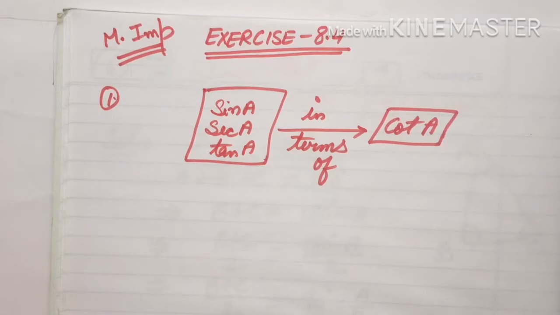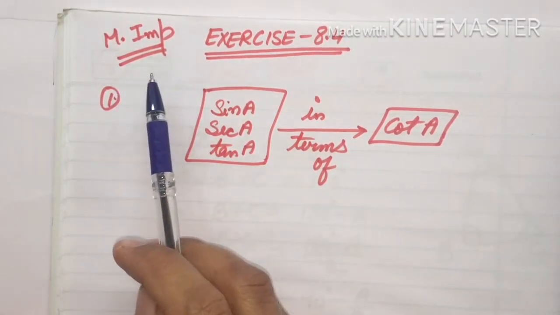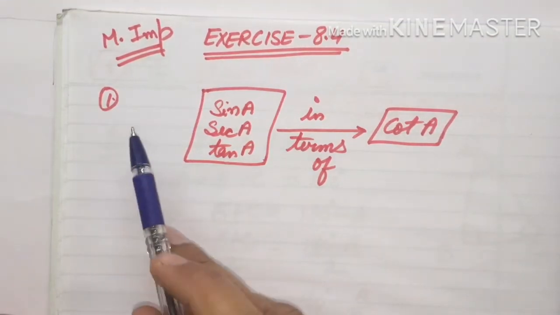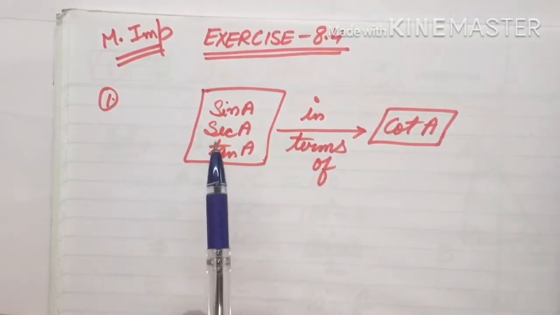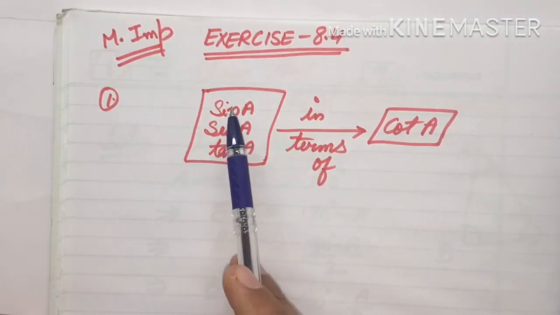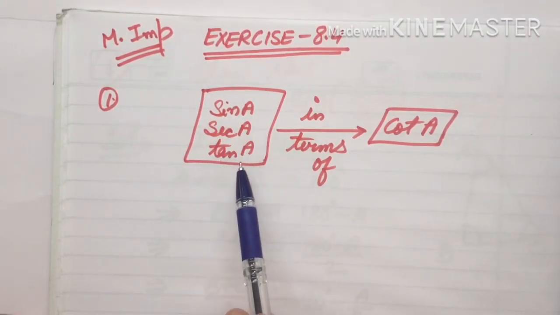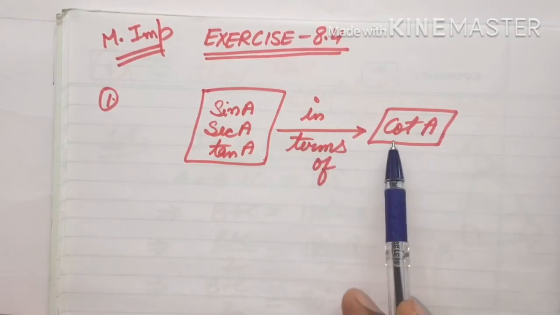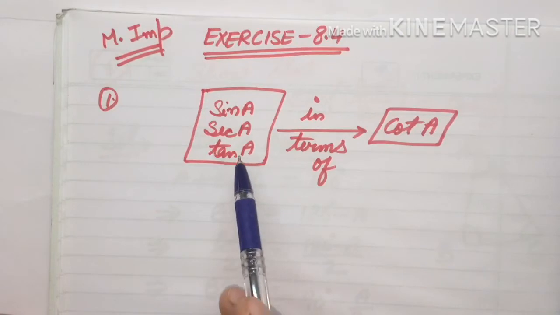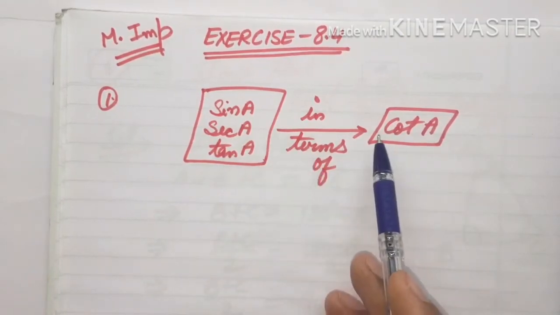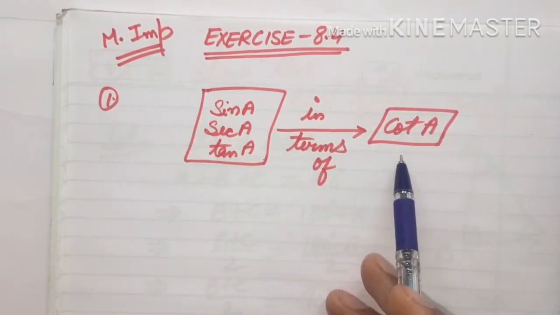Hello students, today we are doing exercise 8.4 of chapter 8, class 10, introduction to trigonometry. This is the most important exercise of this chapter. In the first question of exercise 8.4, we have to express these trigonometric ratios sine A, secant A and tangent A in terms of cot A. That means we have to change all these trigonometric ratios and write the answer in the form of cot A.